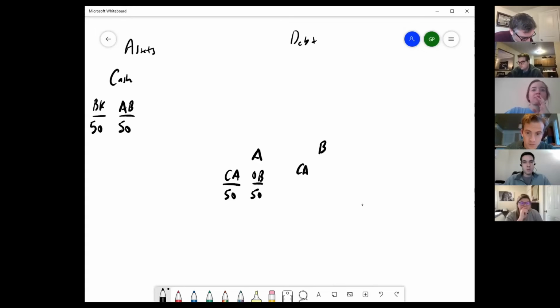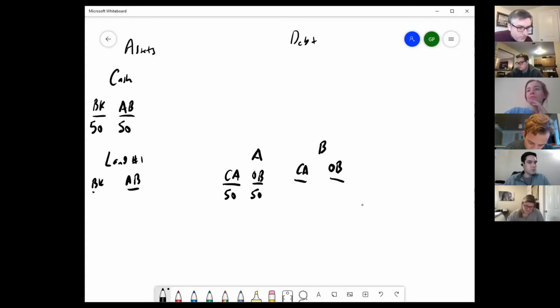What about B? B is more interesting. B is contributing land number 1. It has a fair market value of 50 and a basis in B's hands of 40. So under 723, land number one's inside basis is 40.